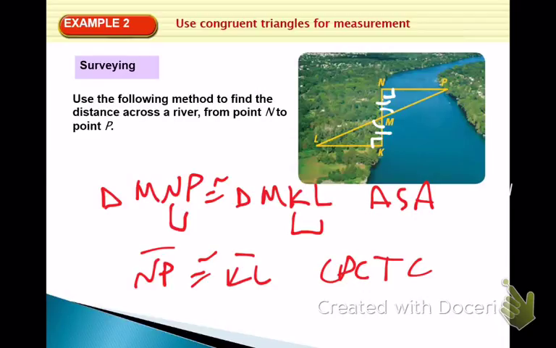So what does that tell me, right? That tells me that if I find the distance from point K to point L, it will be the same as the distance from point N to point P. So now I can measure a distance on nice, safe, dry land and know that that distance is the exact same as the width of the river. And then I can go bid my project and hopefully start building that bridge.